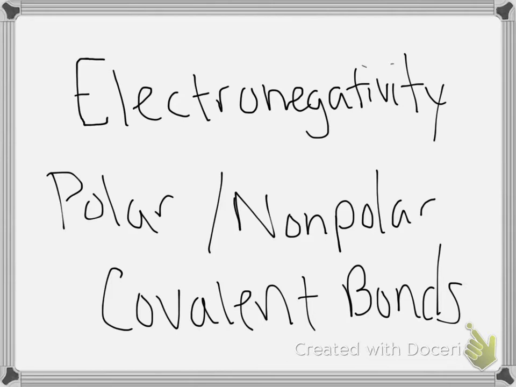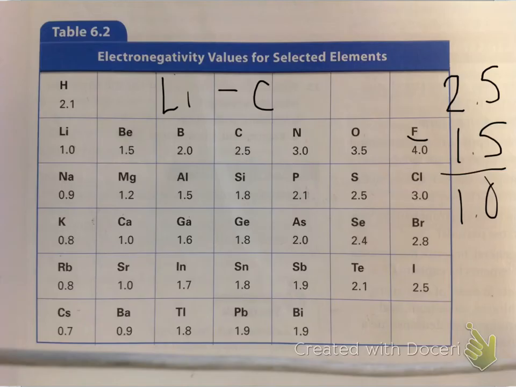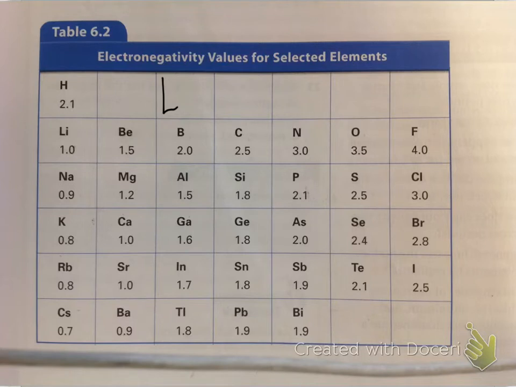And so here's a review of this process of figuring out if it is going to be polar, where it's an unequal sharing of electrons, or nonpolar, where it is an equal sharing of electrons. And so what we're looking at here is a chart that has the electronegativities for a group of common elements. And so the electronegativity tells how strongly the attraction that element has for its valence electrons.